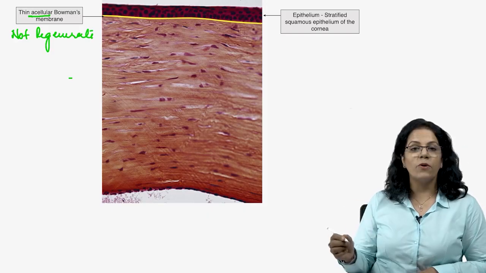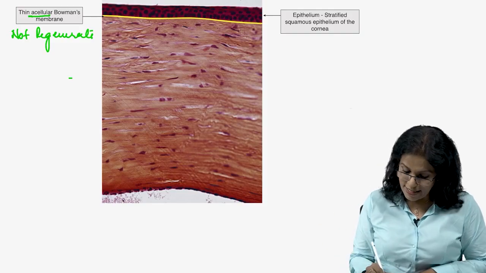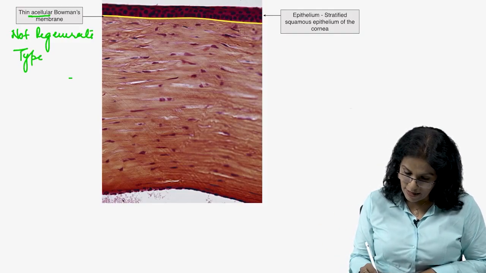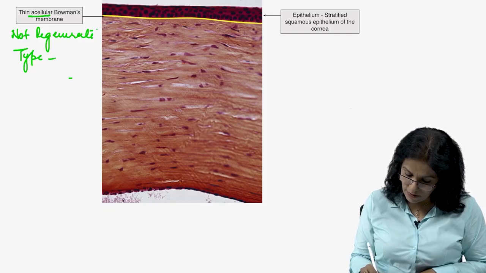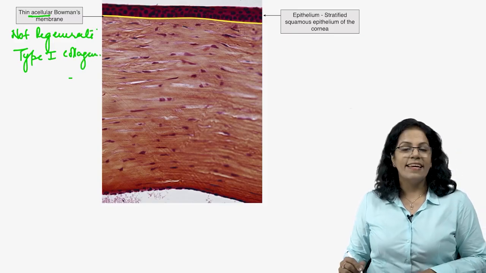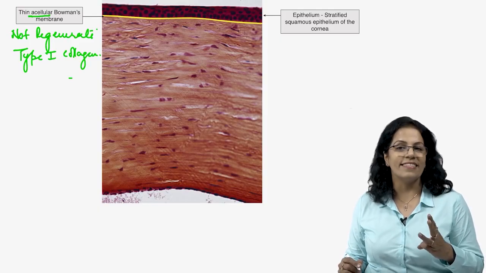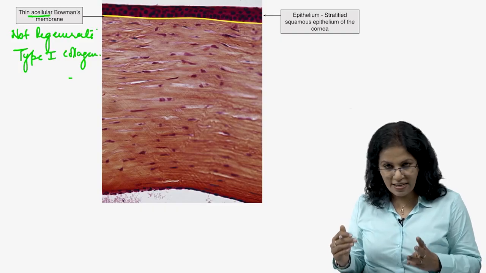What is it composed of? The same collagen fibrils which the stroma is composed of, and that is type 1 collagen fibers. These are the points about Bowman's membrane. It's acellular with type 1 collagen. It's a part of the stroma and it doesn't regenerate. Okay, we move to the next layer.